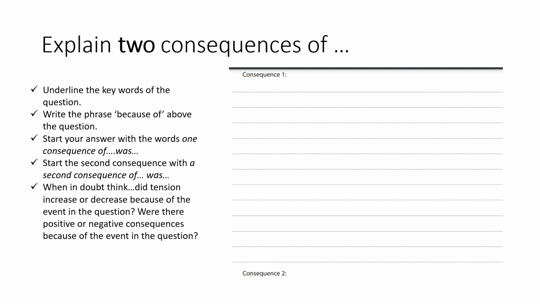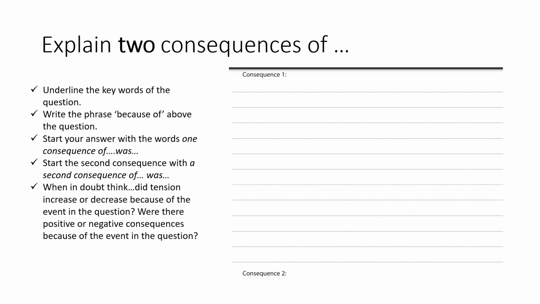Then what you're going to do is above the word consequences, you're going to write the phrase because of, because a consequence just means what happened because of a particular event. You'll notice on your page tomorrow as well that the words consequence 1 and consequence 2 are already printed for you, so that shows you where you need to write your consequences. The first consequence needs to go under consequence 1 and the second consequence needs to go under consequence 2.